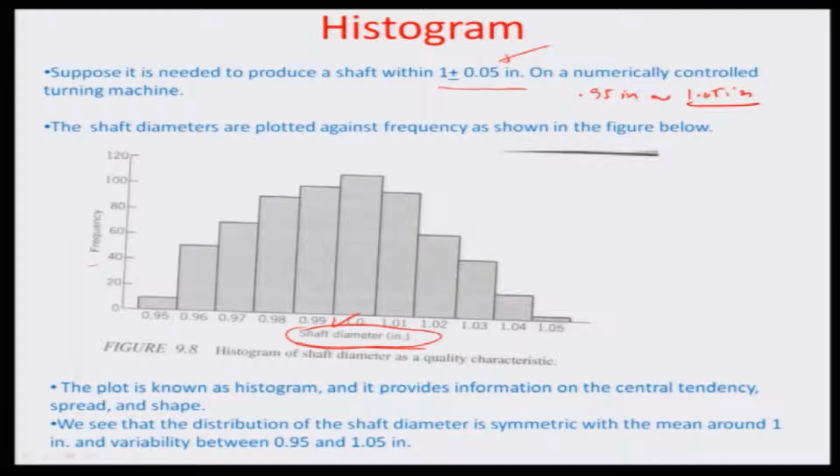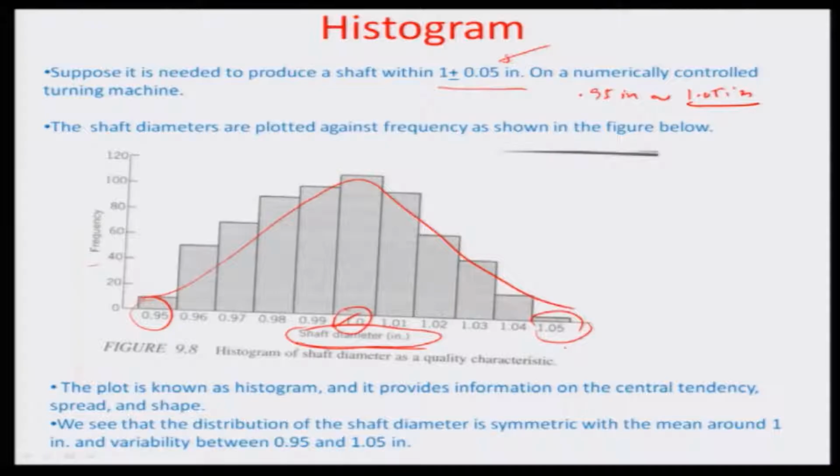If there is a deviation in the central tendency, or even in the spread of this distribution, the spread being how far away from the mean the two ends of the whole spectrum of the shaft diameters are, then you need process control. So that is how you represent the different dimensions in a histogram.